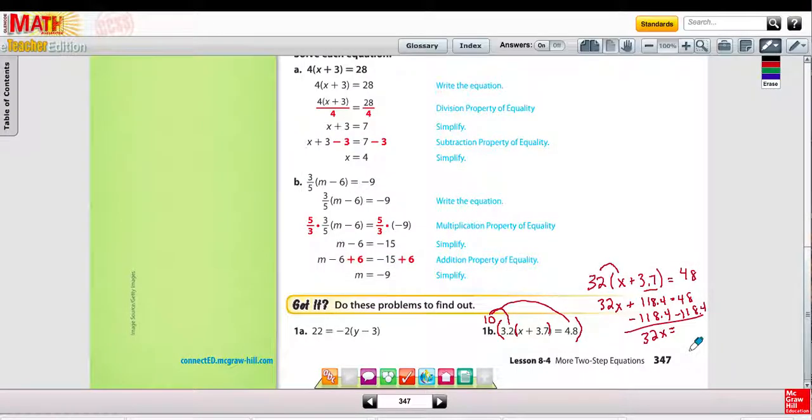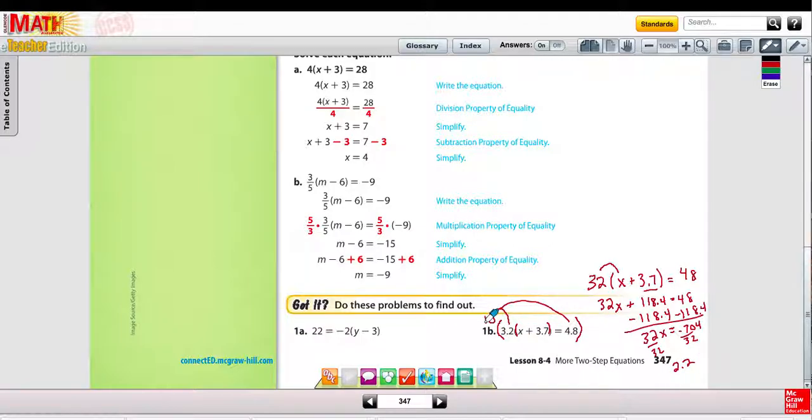And actually it should be a negative because when we subtracted, we get a negative 70.4, and then divided by 32, and we get that 2.2. So again, it may or may not be a method you want to use, but we'll do some more in class so you can kind of see the benefit of using that power of 10 rule to eliminate some of the decimals.